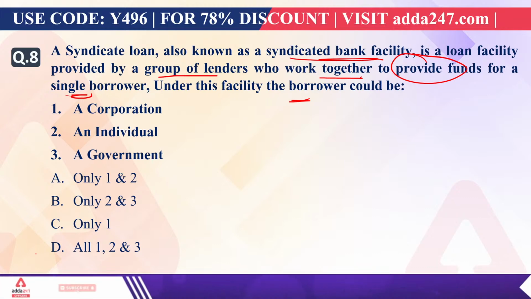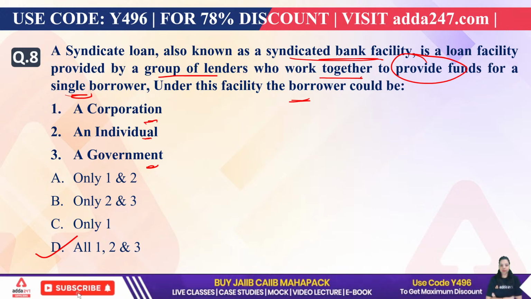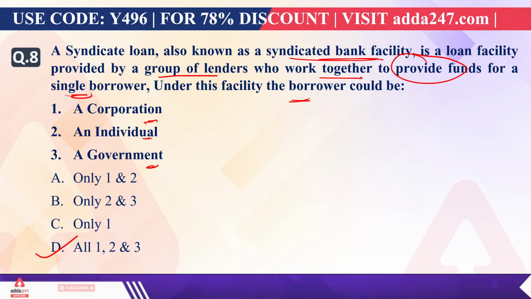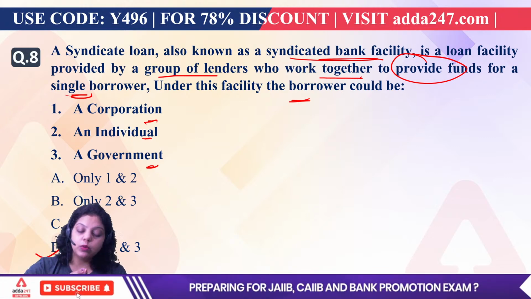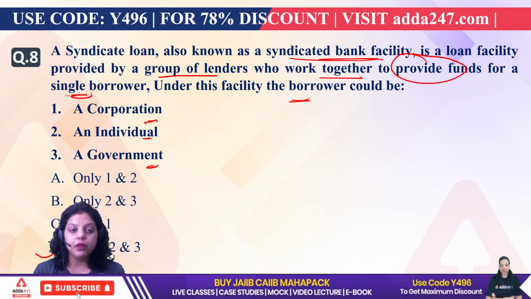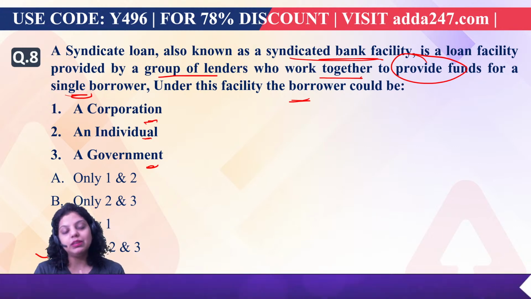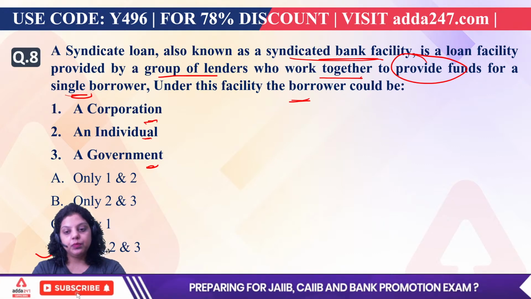The right answer will be D, all 1, 2, 3. A corporation, an individual, a government, all of them can take a loan under the syndicate loan facility. So syndicate loan is simply when a single borrower is taking a loan from more than two lenders. When a group of lenders provides a loan to a single borrower, that will be known as a syndicate loan. Okay, the right answer will be D, all.